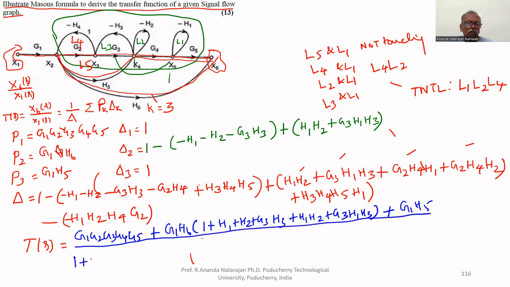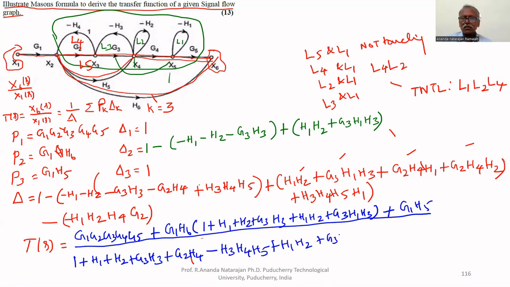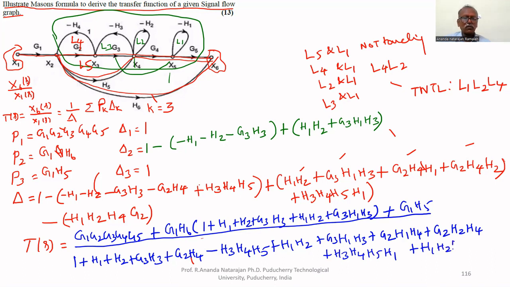Delta equals 1 plus H1 plus H2 plus G3 H3 plus G2 H4, minus H3 H4 H5, plus H1 H2 plus G3 H1 H3 plus G2 H1 H4 plus G2 H2 H4, plus H3 H4 H5 H1 plus H1 H2 H4 G2. So that's all about the transfer function.